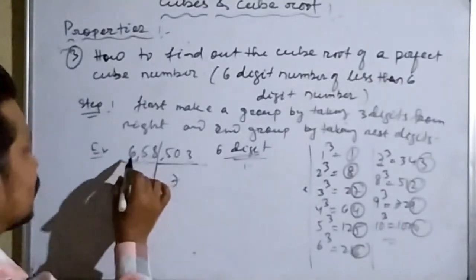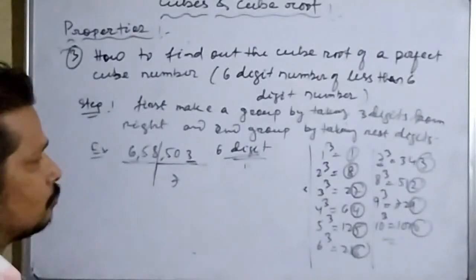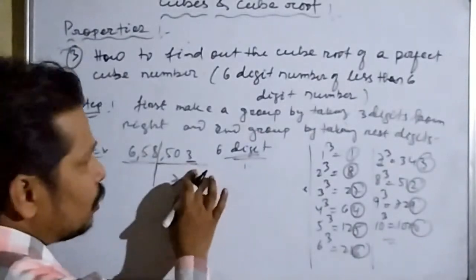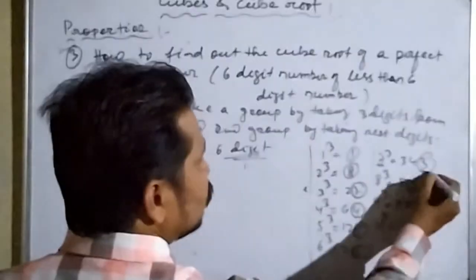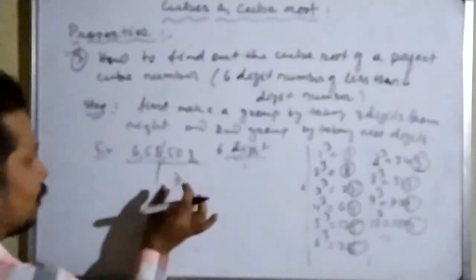Now look at this, second group 650. In the first group you have to see only the unit place. So the unit place is 3 here. So whose cube has unit place 3? The number is 7. So here we will write 7.